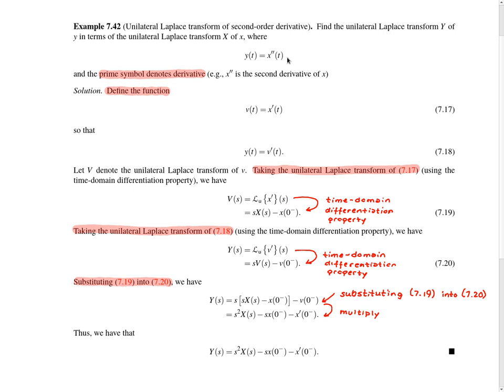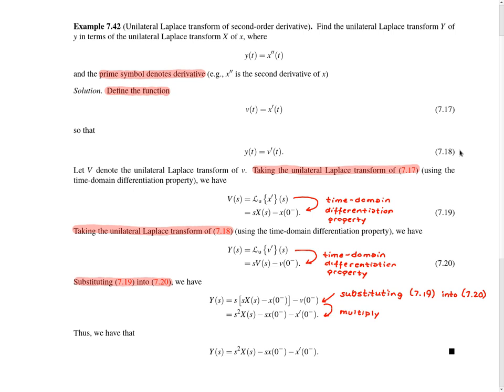To this end, we rewrite the given equation as the pair of equations 7.17 and 7.18, in other words, these two equations here. Now we'll proceed to take the unilateral Laplace transform of each of these equations and then use the results obtained in order to find big Y.